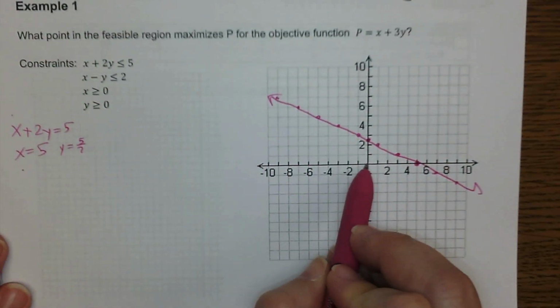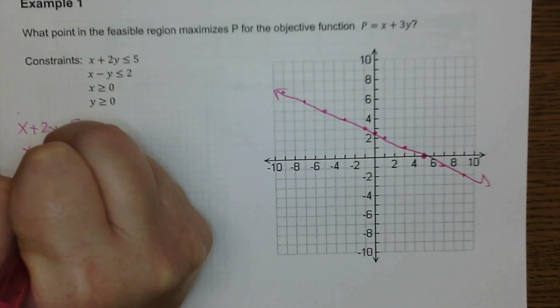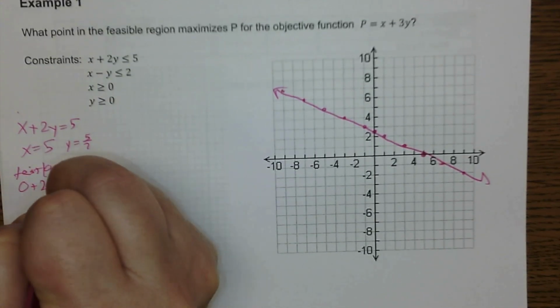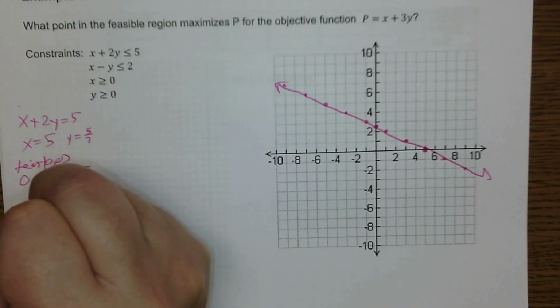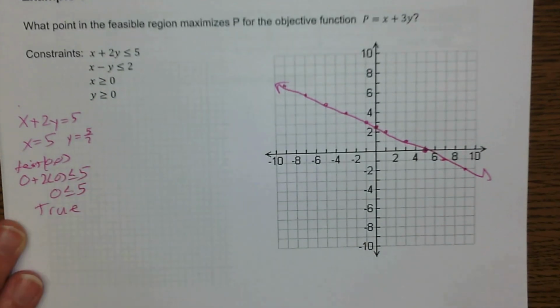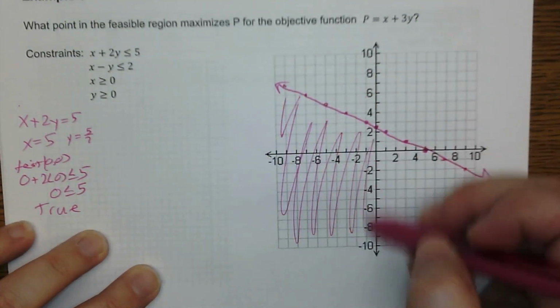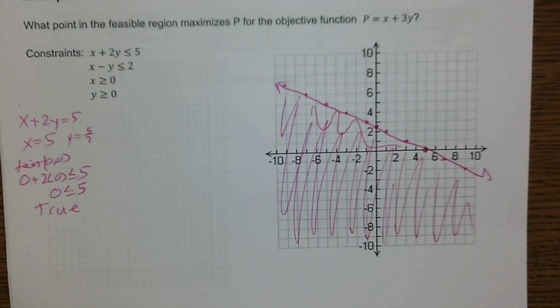Let's test 0, 0. Test a point not on the line. So I'm going to test 0, 0. 0 plus 2 times 0 is less than or equal to 5. 0 is less than or equal to 5. That is true. So we're shading below the pink.